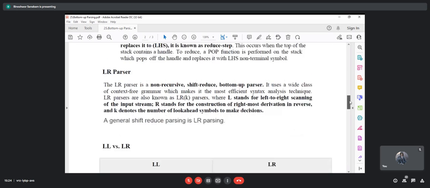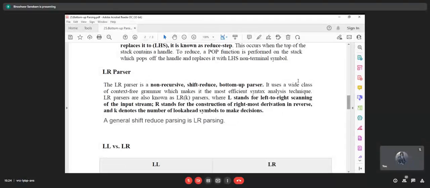Then this is our LR parser. So what is this LR parser? LR parser is nothing but a non-recursive shift reduce bottom up parser. Here the first L stands for left to right scanning of the input stream. Then R stands for rightmost derivation in reverse. And you may have found K, which denotes the look ahead symbol to make decisions.